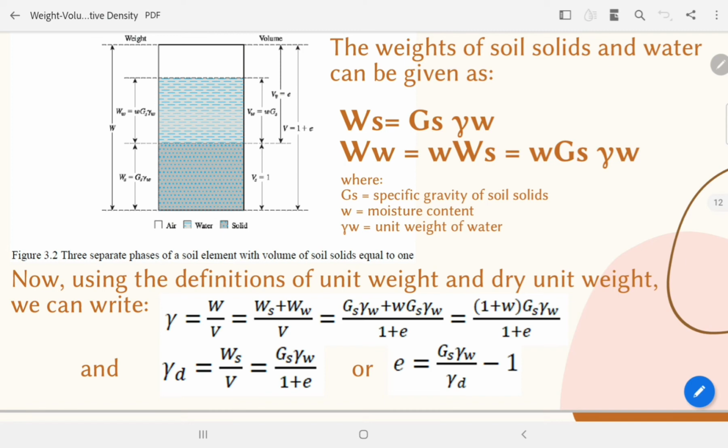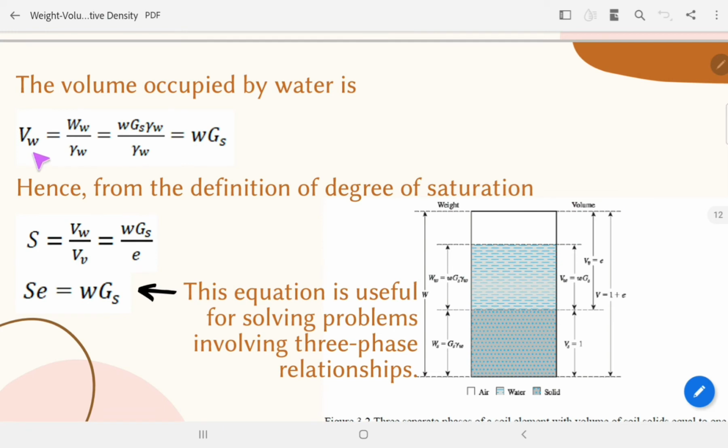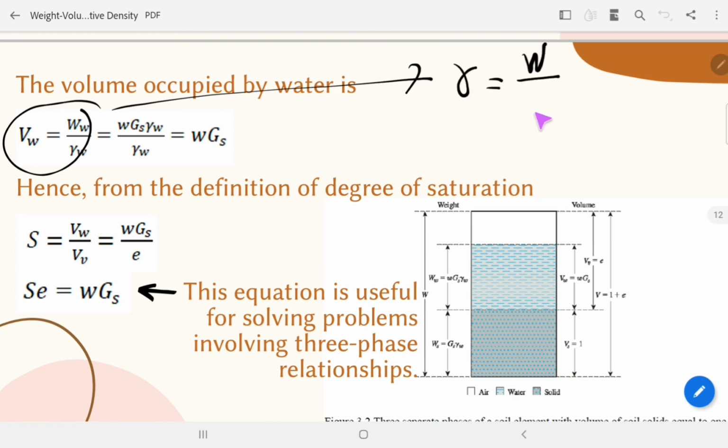And because the weight of water for the soil element under consideration is omega GS gamma water, the volume occupied by water, VW, is equal to weight of the water over gamma of water. How did we come up with this one? Of course, we know that gamma is equal to weight over volume. So to get the gamma of water, that is weight water over volume water. You have volume water is equal to weight water over gamma water. So dun siya galing, guys, okay?